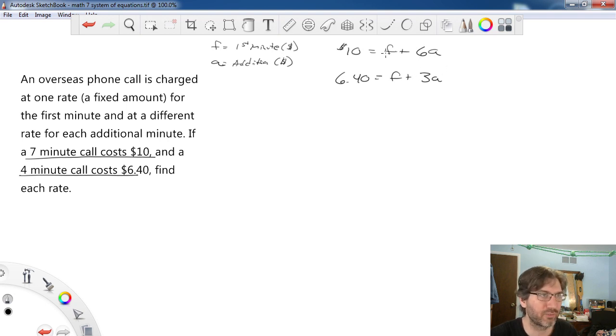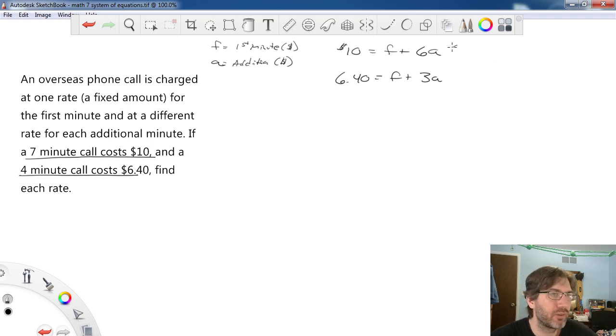This is 7 minus the first minute, so it is 6, and this is 4 minus the first minute, so it is 3. So make sure you actually take off your 1 minute when you do the multiplication over here. But those are your 2 equations. You just solve for one and substitute into the other.